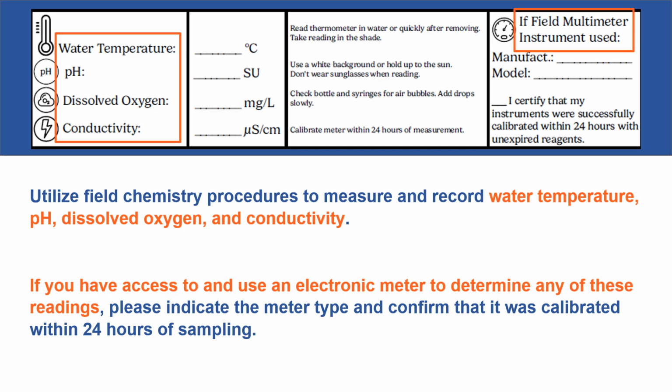Next, using the procedures learned in the field chemistry training, take and record measurements for water temperature, pH, dissolved oxygen, and conductivity. If you have access to electronic water monitoring equipment and are using it to take any of these measurements, note the type of equipment and confirm that it was calibrated prior to its use.